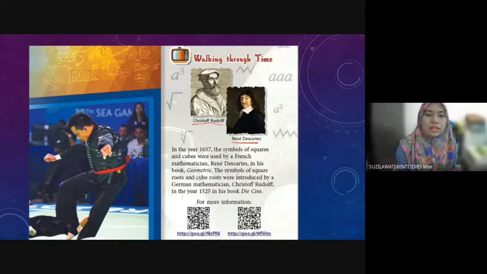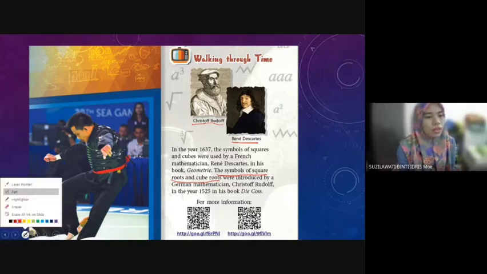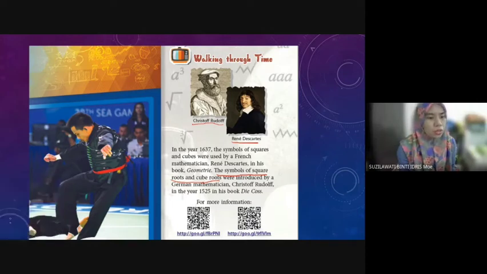Okay, then the symbols of square roots and cube roots were introduced by German mathematician Christoph Rudolph here. Okay, this Christoph Rudolph is a German mathematician that introduced the symbol of square roots and cube roots. Do you know what is the symbol of square roots and cube roots? Let me show you how the symbol looks like.